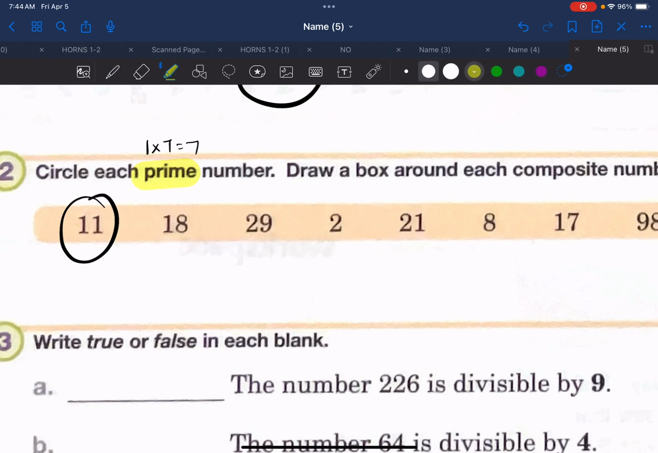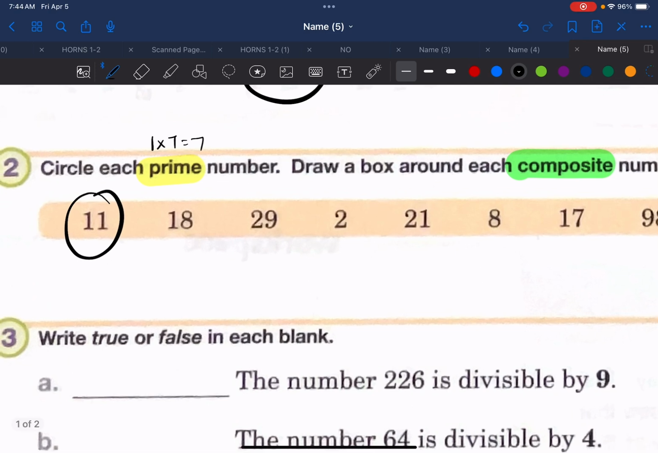Now, composite numbers are anything else. So if it can be divided by something more than just 1 and itself, then it is composite. Okay? So like for 15, I can do 1 times 15, but I can also do 3 times 5. So then that makes it composite. Okay? So 18, I can make it by doing 6 times 3, and I can do 2 times 9. I can do 1 times 18, so that's composite.